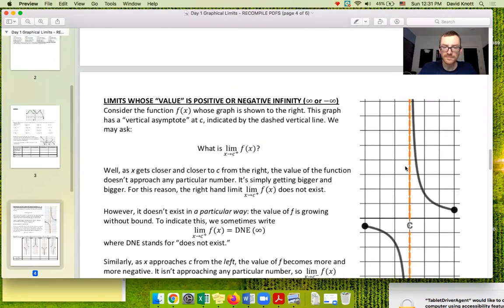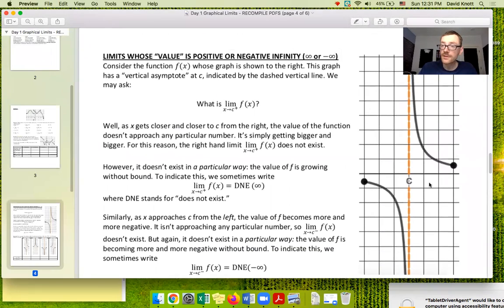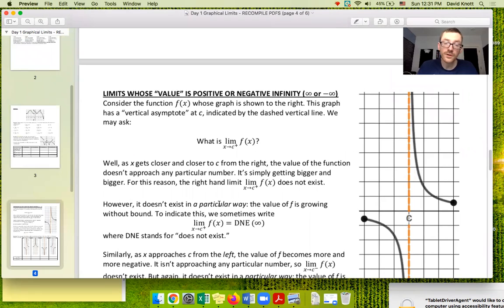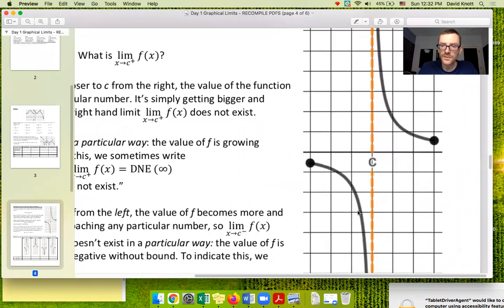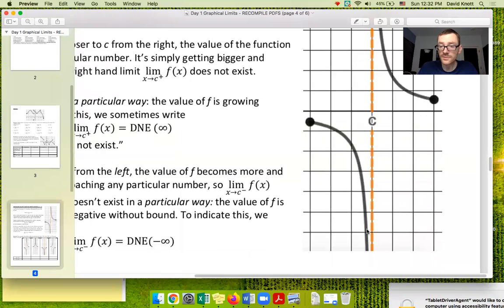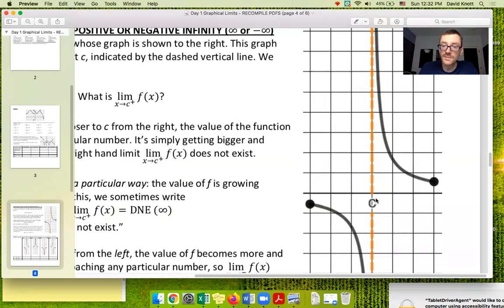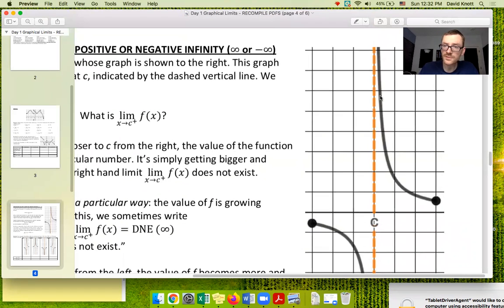So hopefully you saw from this example here that you can have a function which has an infinite limit, right? So this function here, as x approaches c from the left, you can see that the value of the function is becoming a more and more large negative number. So we would say that the left-hand limit is negative infinity for a function like this. And as x approaches c from the right, you can see that the value is getting larger and larger in the positive direction. We would say there that the right-hand limit is positive infinity.